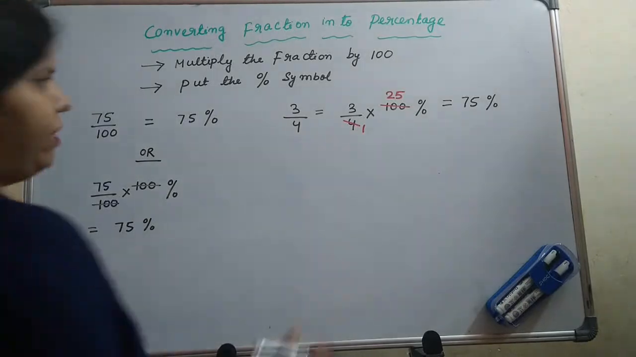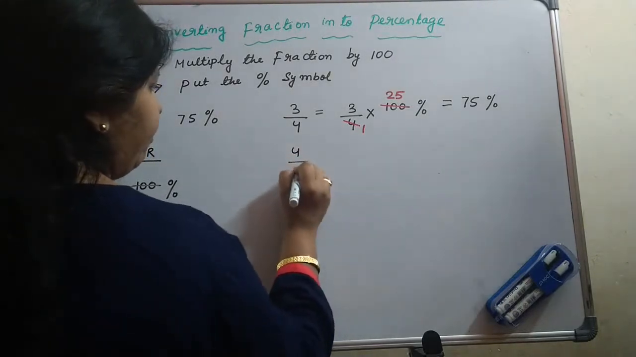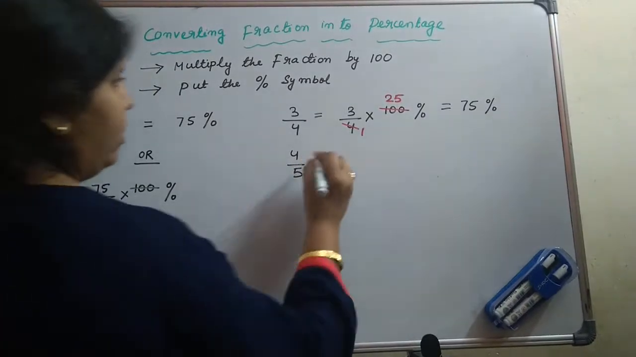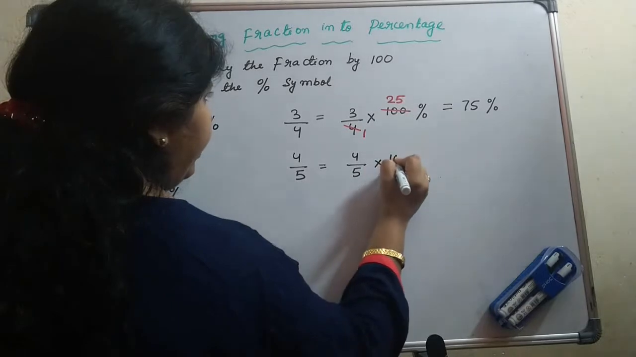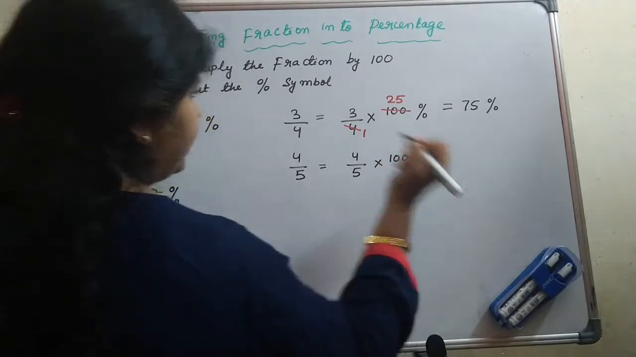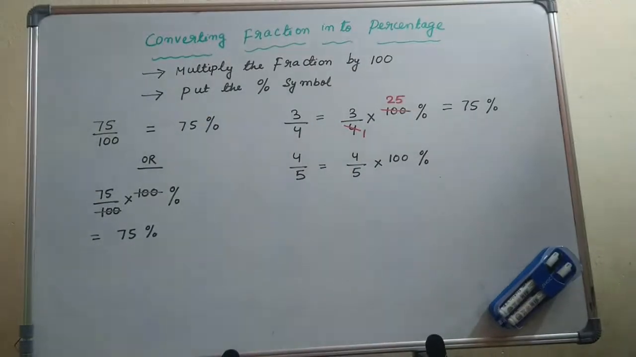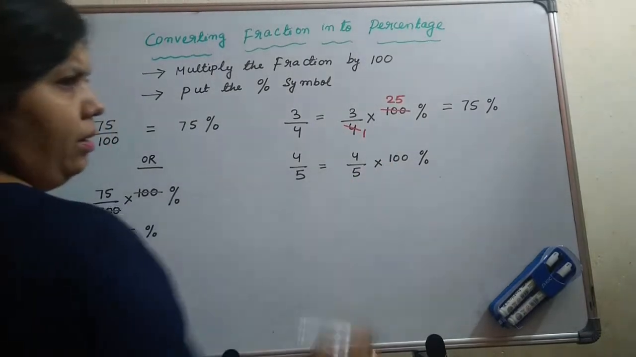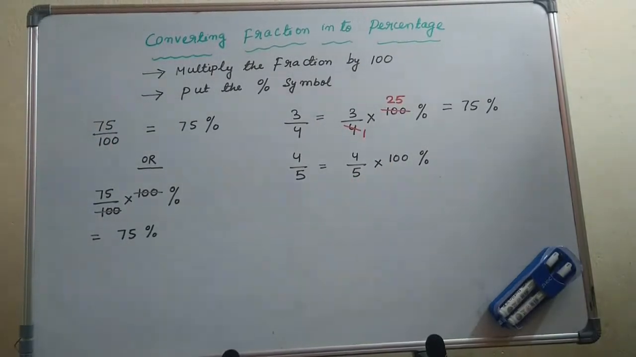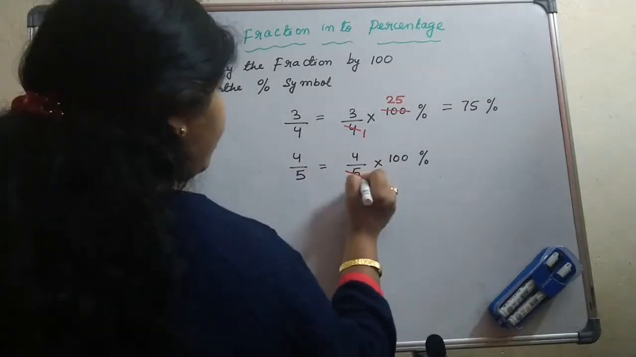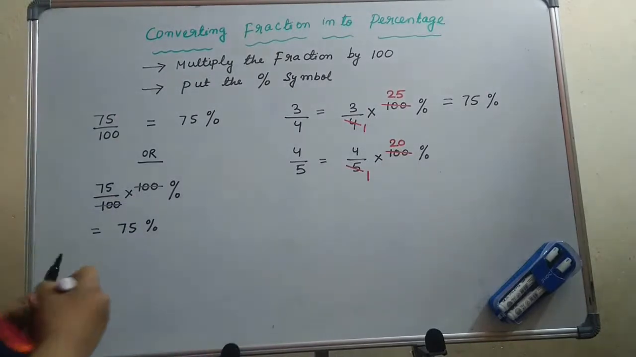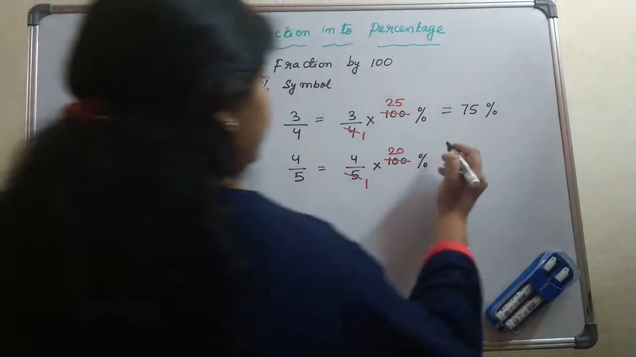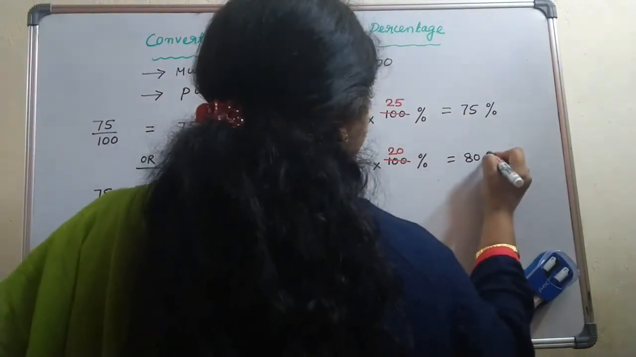I can take another fraction. Suppose it is 4 by 5. That is equal to 4 by 5 into 100, and don't forget to give the percentage symbol. Now what is happening? 5 can cut 100 by what? 20. So 5 ones are 5 and 5 20s are 100. So what we got here? 4 20s are 80%.